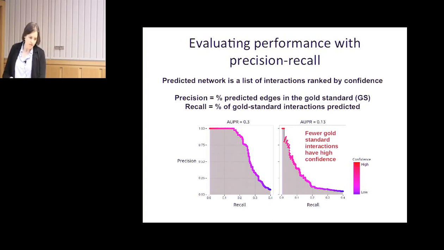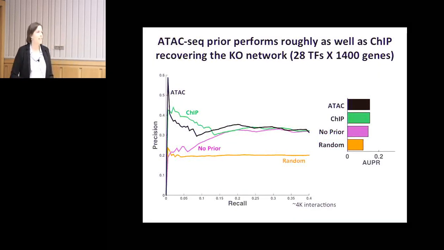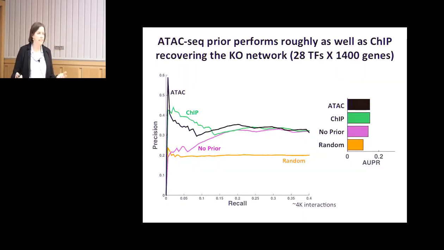And so what do precision recall curves look like comparing the ChIP and ATAC-seq networks? Here we have precision recall. This is the ATAC, this is the ChIP, this is the comparison to not using a prior at all, so the old Inferelator method, and this is random background. Roughly speaking, and I'm only showing you results for one of the gene expression data sets, we saw that ChIP and ATAC performed more or less similarly. They both represent an improvement over not using a prior.